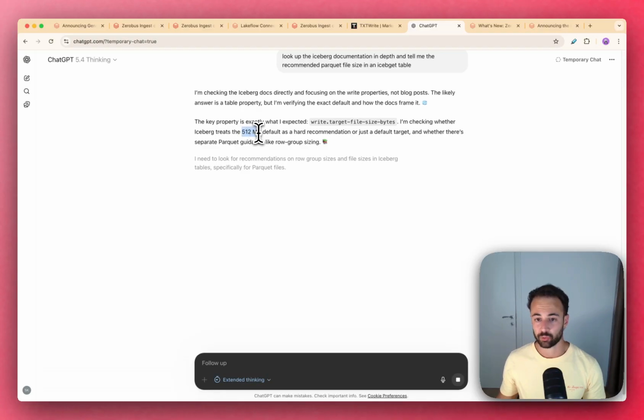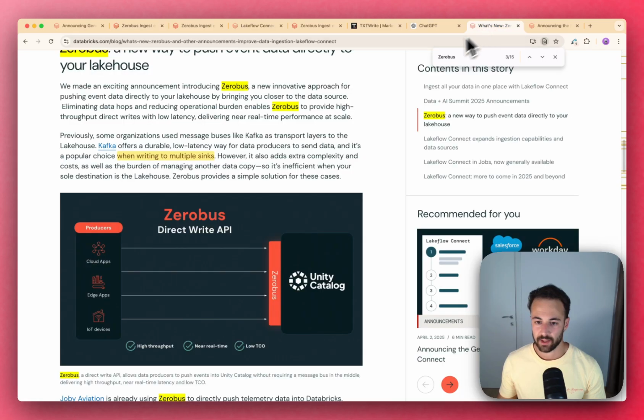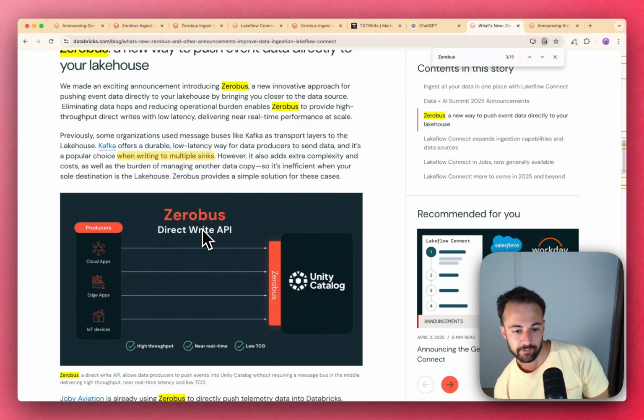It's 512 megabytes as a default, as a recommendation. So anything below that would need to get compacted into larger files. And in any case, where I was going with this is that something like Zerobus could be doing that for you, which is, I think, very valuable, actually.